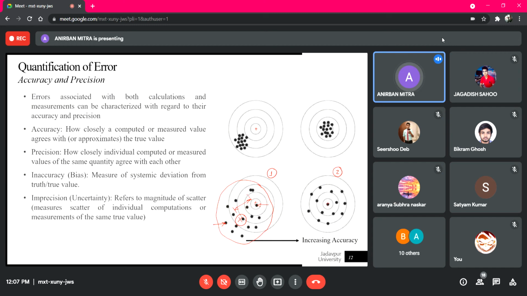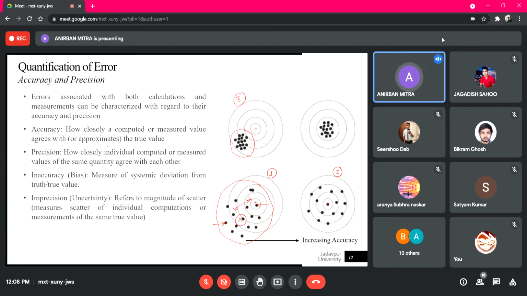Now let us talk about the third figure. Third figure being this one. Very small scatter as compared to the previous two cases. So this is much more precise, but it is not accurate. Why is it not accurate? You can see that these results are grouped quite far away from the center of the target, which is the exact value.